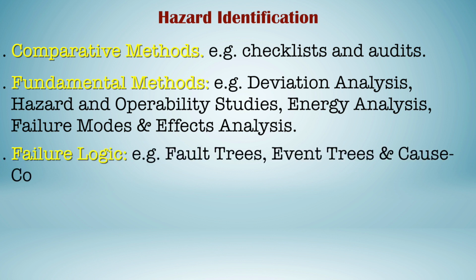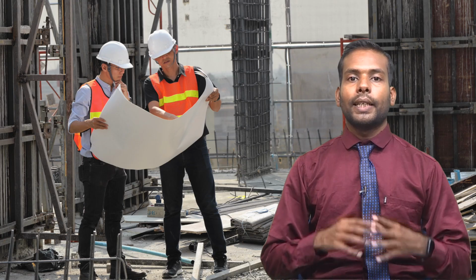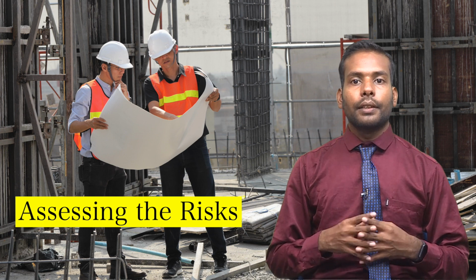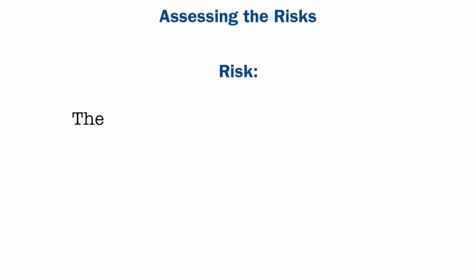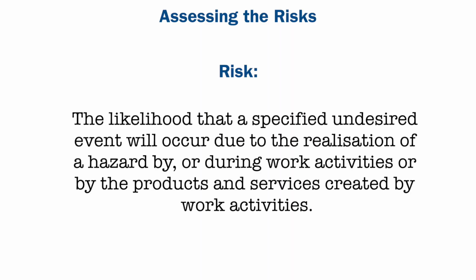The third one is failure logic, for example fault tree, event tree, cause consequence diagram. Let us discuss assessing the risk. What is risk? The likelihood that a specified undesirable event will occur due to the realization of a hazard by or during work activity, or by products or services created by work activities.